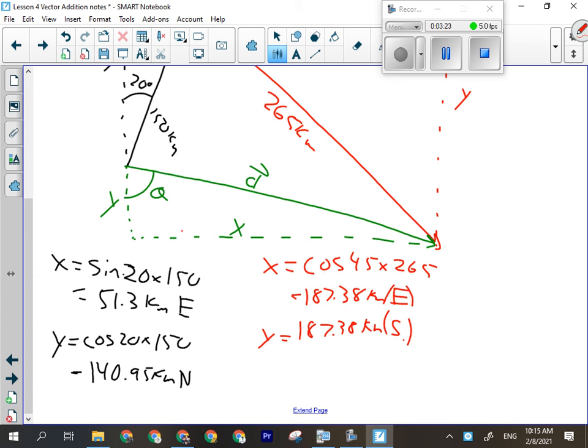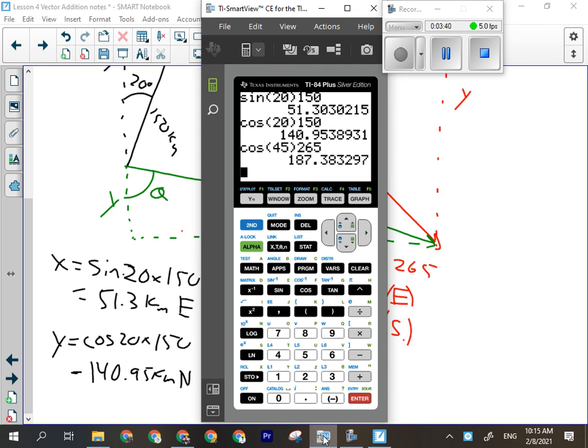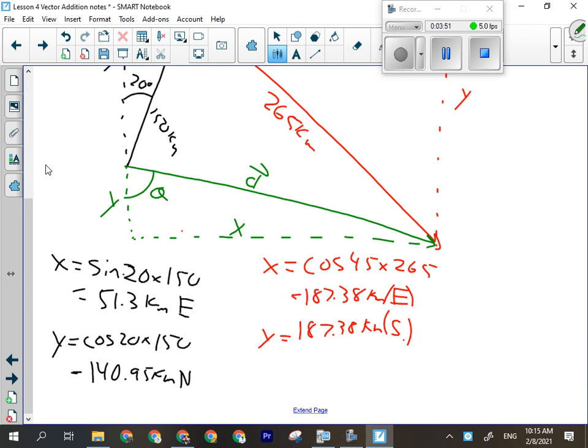Okay, so now that we know all of those, we can calculate our resultant's y. We went a little bit north and a little bit south, so we would have to subtract the y's. But both of them go east, so we can add the two x's. So to get green x, I'm going to take the 51.3 and add it to that one. So we're looking at 238.7 kilometers. Obviously, I'll keep all those decimals.